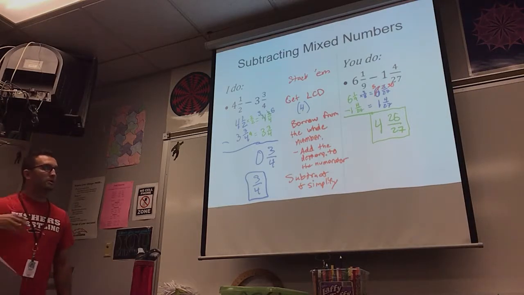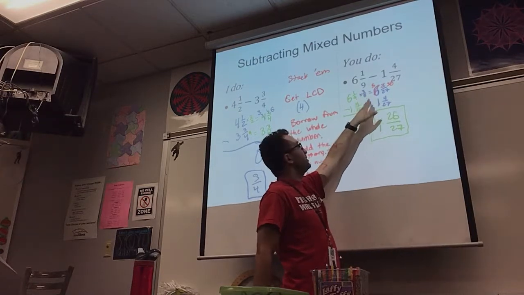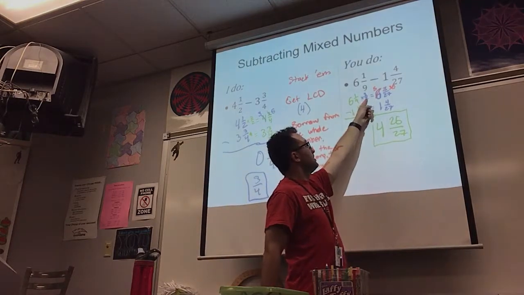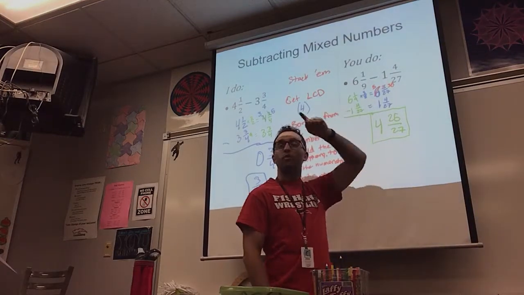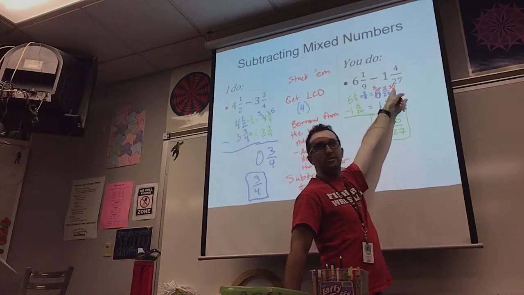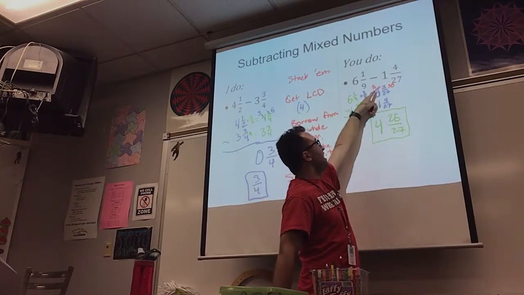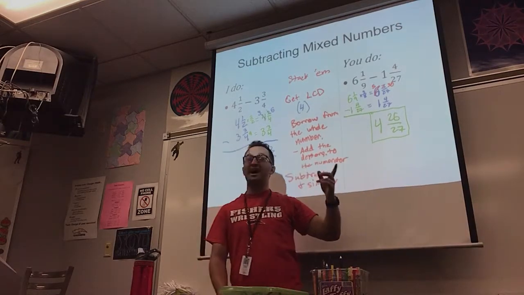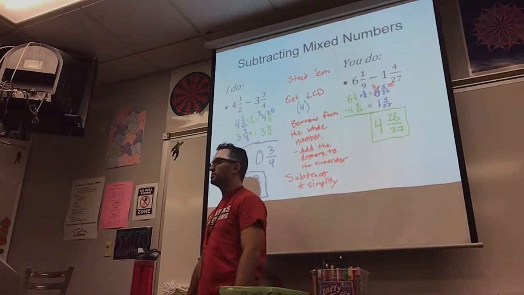All right, so follow the writing here. We stack them up. Our LCD is 27, so we need to scale the 1/9 to be out of 27. We scale it by multiplying by 3 over 3. Now we've got 6 and 3/27 minus 1 and 4/27. Can't do that. So we need to borrow. We borrow 27/27. 3 plus 27 is 30. So 30/27 minus 4/27 gives us 26/27. And we subtract 5 minus 1 is 4. Is this close to our estimate? Did we say it should be close to 5? 4 and 26/27. That's 4 and almost 1 whole, right? So that's very close to our estimate.